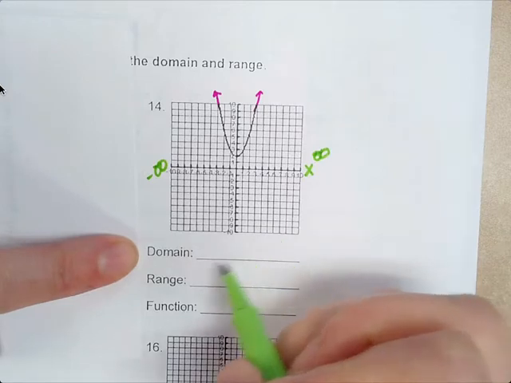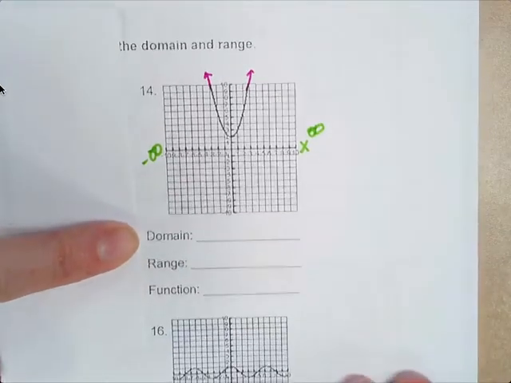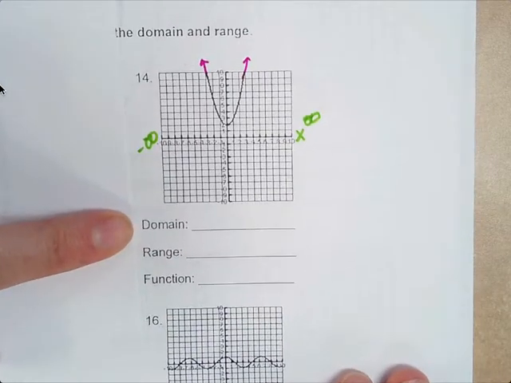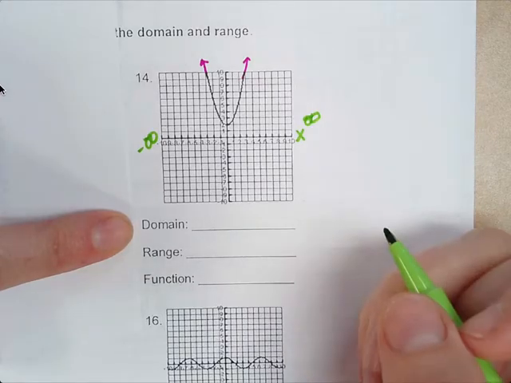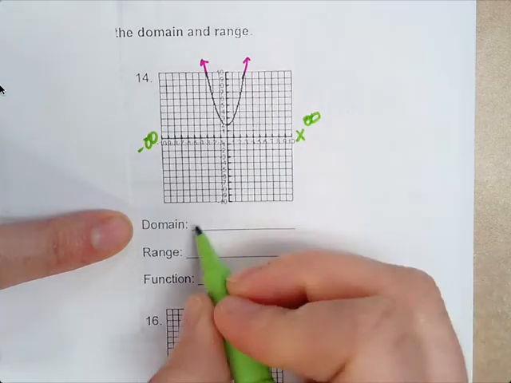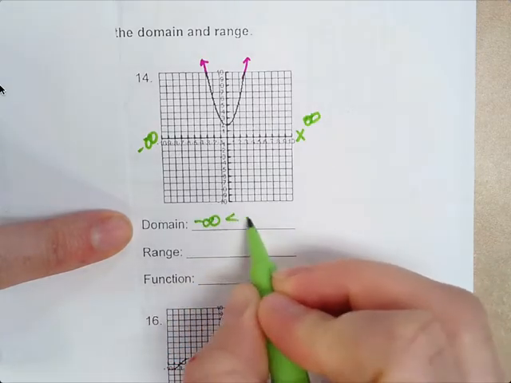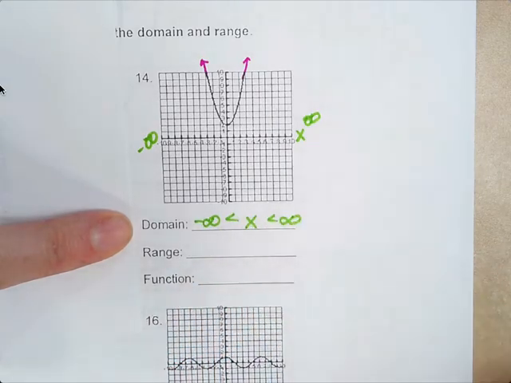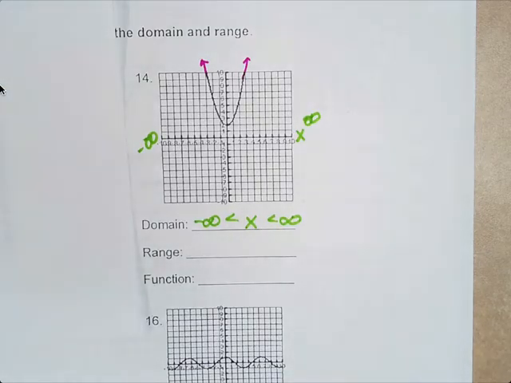So then how do we write what our domain is if it goes from negative infinity to positive infinity? Less than or equal to? No, just less than, because you can't actually touch infinity. If you could touch it, then you could put less than or equal to.